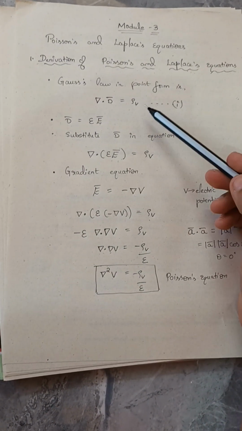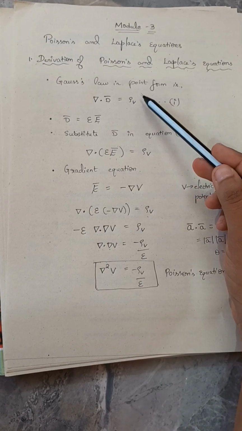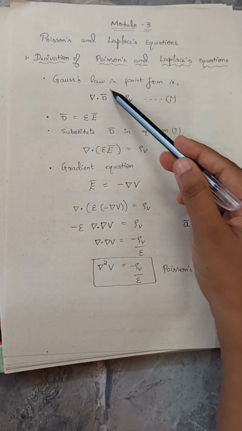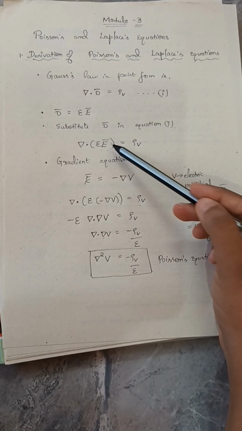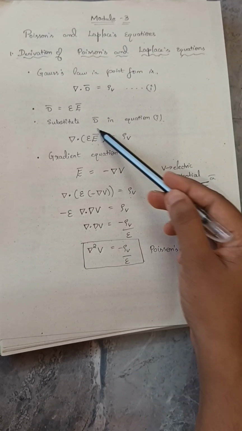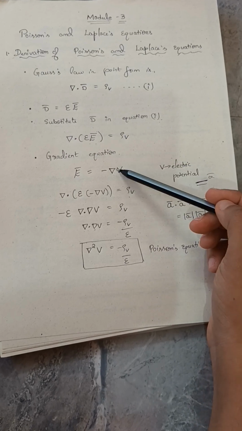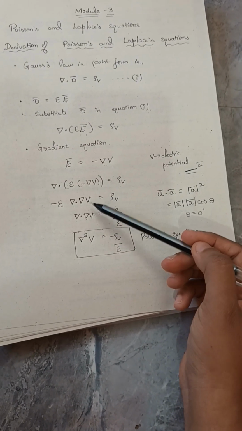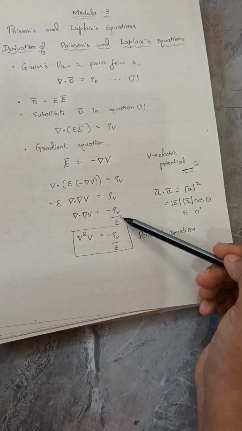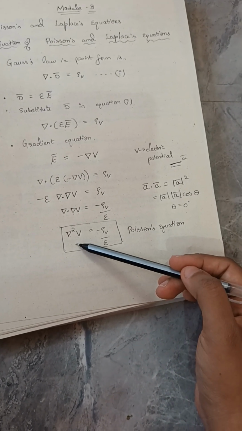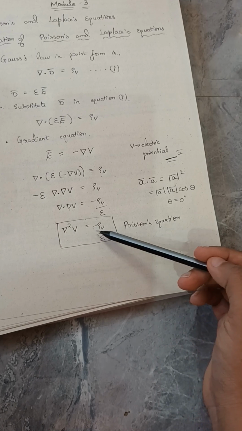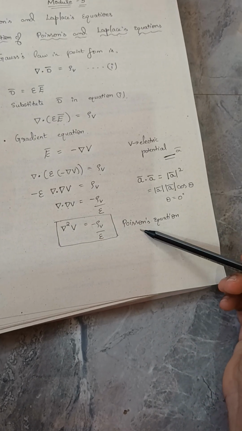We started with Gauss law in point form, that is del dot D equal to rho V. In this we replaced D by epsilon E, and we again replaced E by minus del V. So two substitutions were there. Then we just rearranged the terms. We get del dot del here, which is nothing but del square. So del square V equal to minus rho V by epsilon is Poisson's equation.